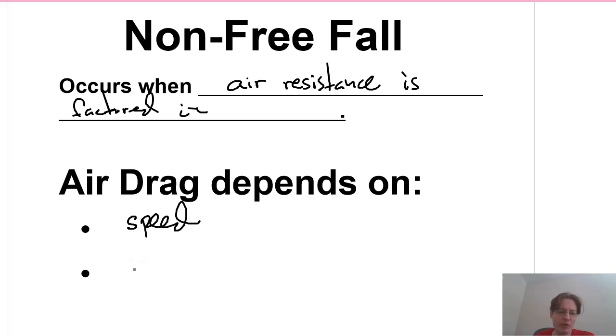Also, it depends on the profile area. And you know about that too. If I open my hand like this, I'll feel a bunch of air resistance as the car is driving. If I put my hand like this, then I don't feel as much air resistance. The profile area affects how much air drag there is, which makes sense because remember, it's from collisions with the air. If you make yourself narrow, not many collisions. Most of the air misses your hand and there is very little air drag.